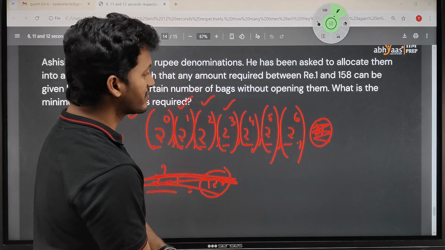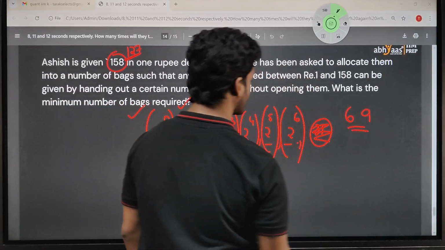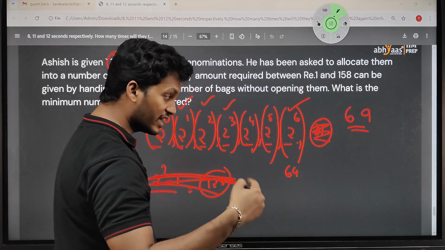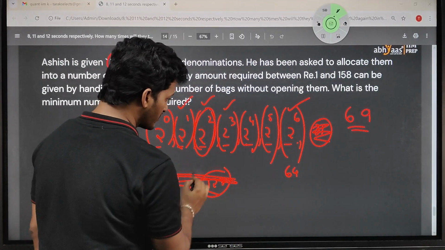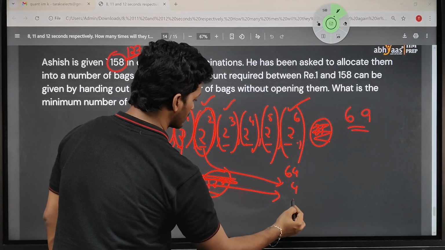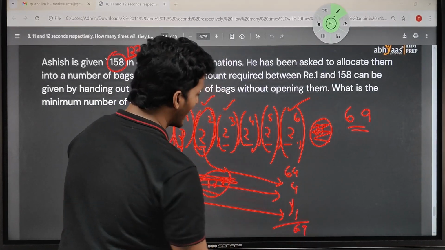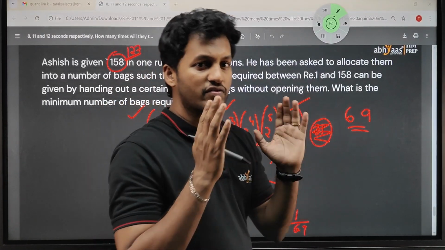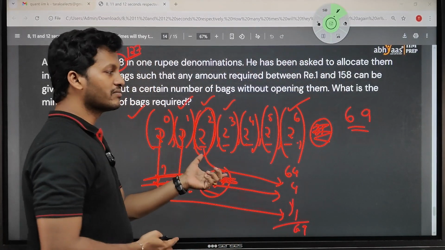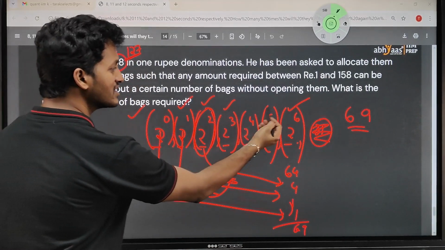Now, what if they ask me, just like I asked in the previous one, for 69 rupees? I can take this one, it makes 64. I need another 5 rupees. So this one 4, that makes 68, and this one 1. So it makes 69. Like that, I can get any number between 1 and 127. I can get any number from these powers of 2. So I have to arrange everything in terms of 2.